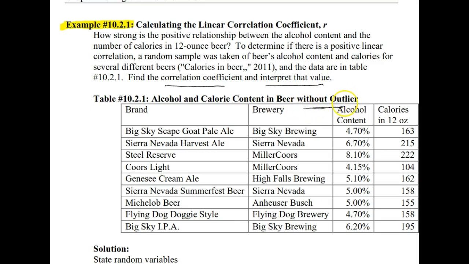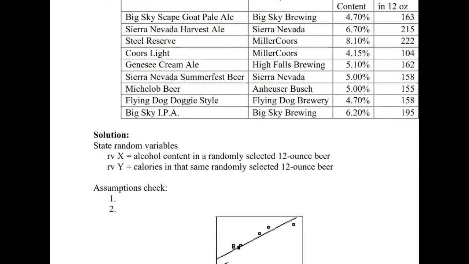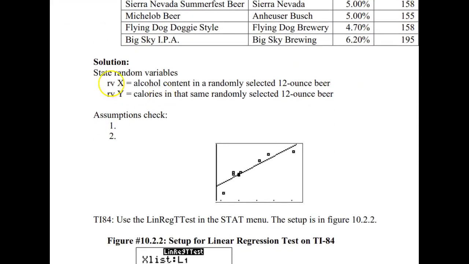So we took out the non-alcoholic beer called O'Doul's when we were continuing with this through the rest of this chapter. So again, in our solution, if we state our random variables, X in this case was the alcohol content in the randomly selected beer, and Y is counting the number of calories in that same randomly selected 12-ounce beer. So again, we have 2 measurements, 2 different quantitative variables on the same object. Okay, so we've got a linear regression problem.